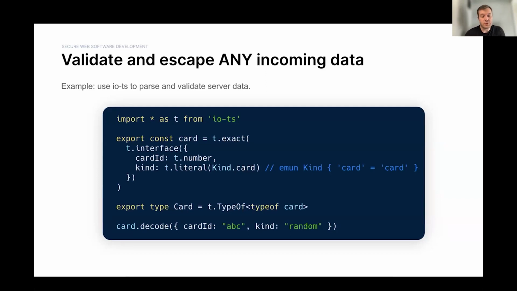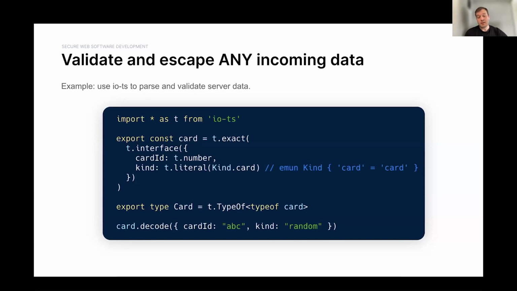In this code snippet, we are creating a guard for the interface card. This is TypeScript, by the way. Here we are explicitly saying that this interface should only contain card ID, which should be a number, and the kind should be card. On the last line, we are doing the decode. We are decoding the incoming data, and this JSON or object is going to be dropped because card ID is not a number and kind is not a card but rather random.